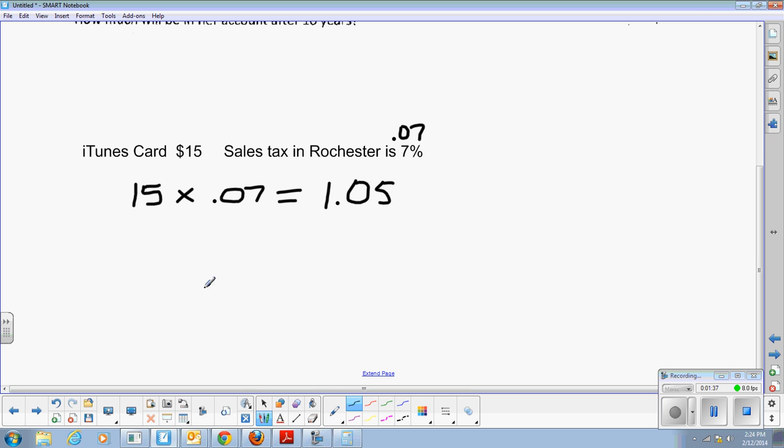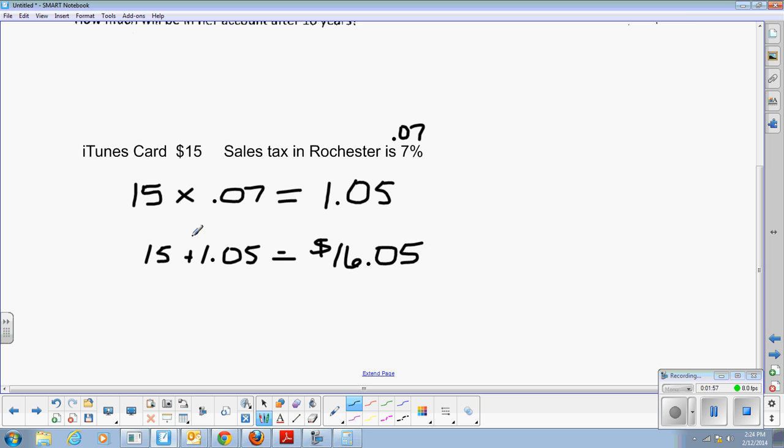What does the store do with this $1.05? They take the $15 price that you want to pay for the iTunes card and they add the $1.05 to it. And then the person at the checkout will look at you and say, that'll be $16.05, please. And you would pay them $16.05.